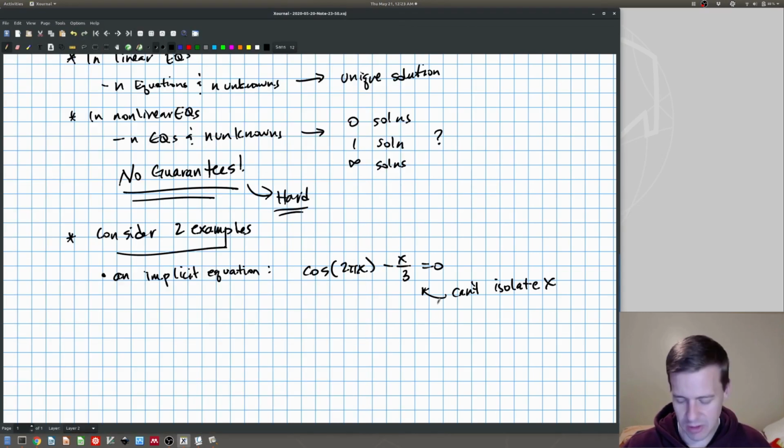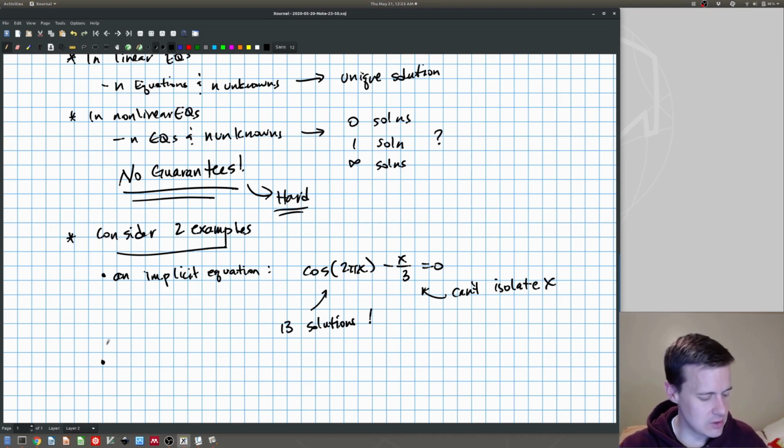So that's a little bit crazy, right? 13 solutions. So one equation, one unknown, but there are 13 answers to it. That's a nonlinear equation. Any of those 13 would work, but anything that's not those 13 doesn't work. So let's look at another example.